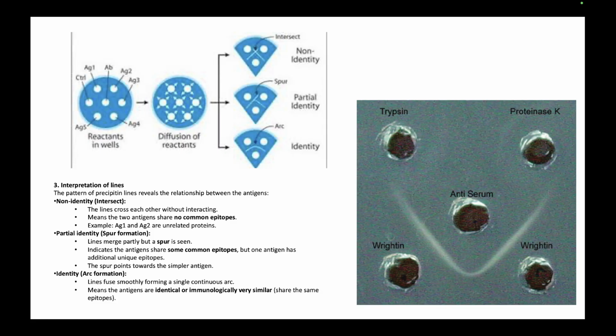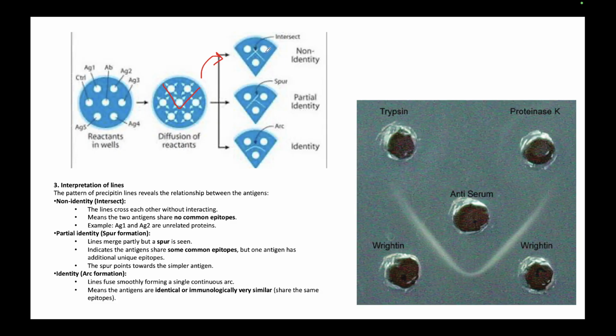Both antigen and antibody diffuse towards each other. You may get 3 kinds of patterns. The pattern of precipitating lines reveals the relation between the antigens. Suppose I have taken this one portion. Here you can see the center one, the bottom one, contains the antibody, and these two contain two different antigens. This one and this one will react with each other and make a line of precipitation.